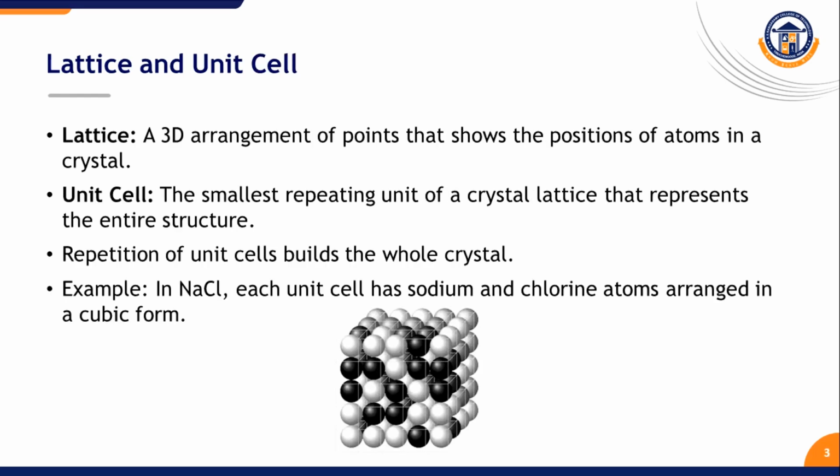To describe a crystal, we use two important concepts: lattice and unit cell. A lattice is simply a 3D arrangement of points that shows where the atoms are positioned. The unit cell is the smallest repeating block of this lattice that represents the entire crystal. By repeating unit cells in space, the whole structure is completely built. For example, in sodium chloride, the unit cell is cubic, with sodium and chlorine atoms arranged alternately.